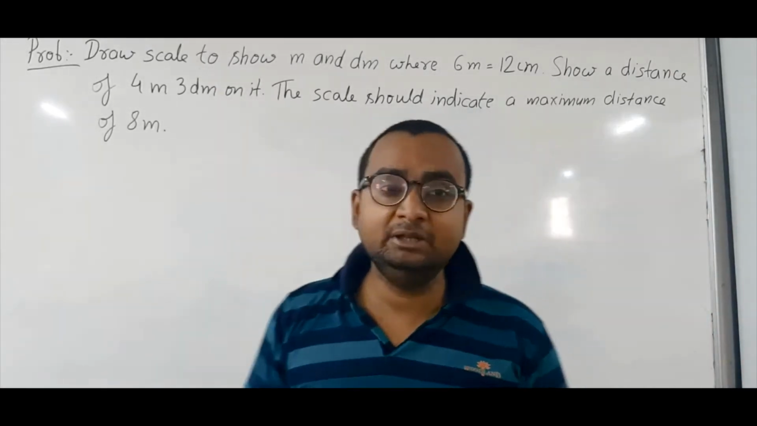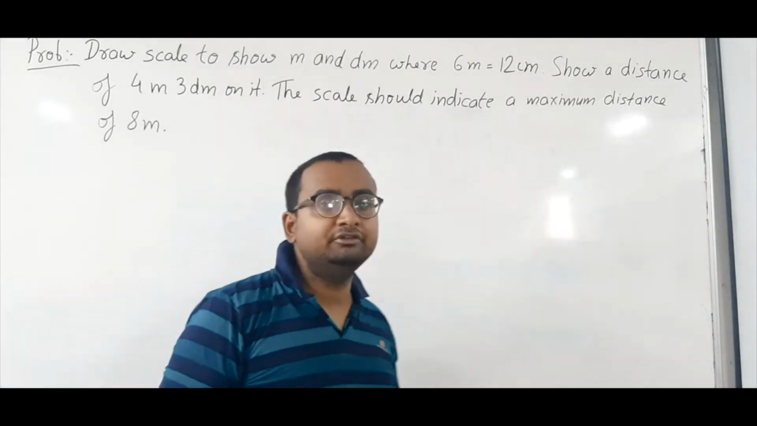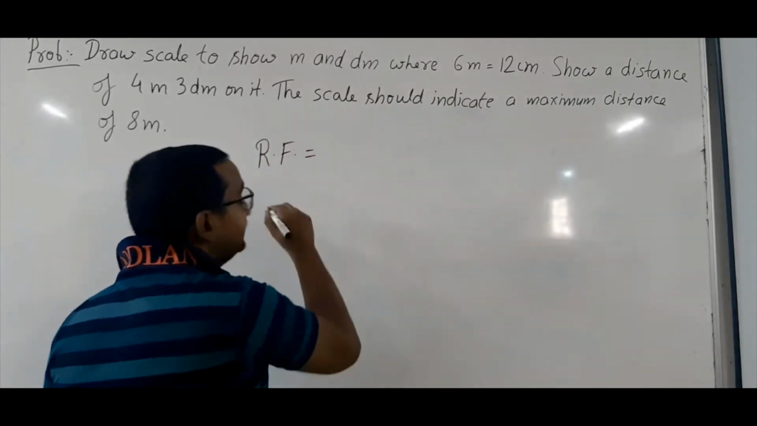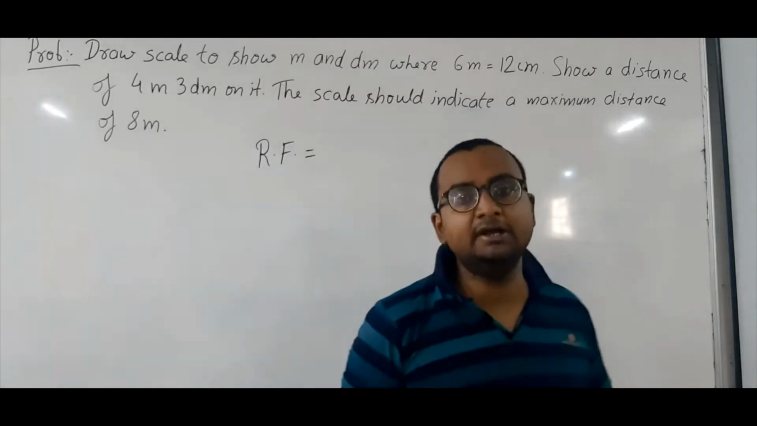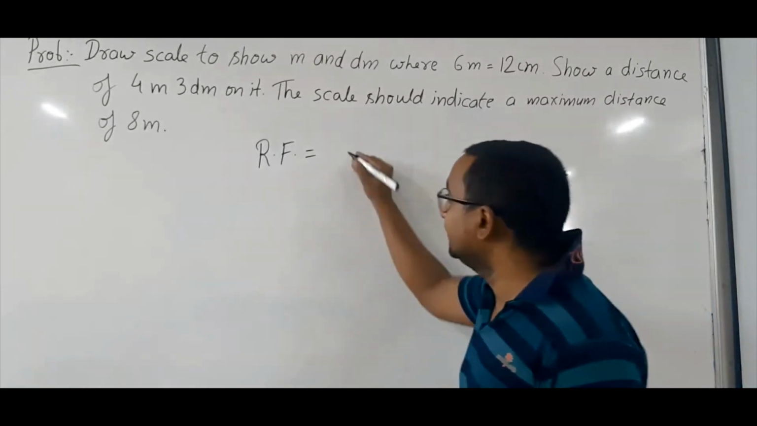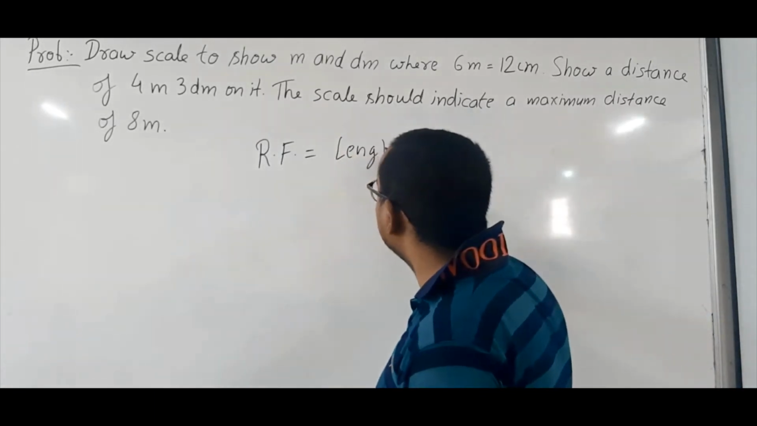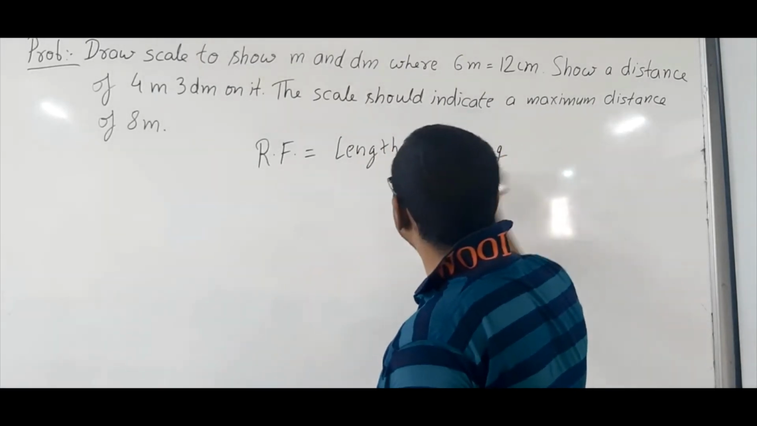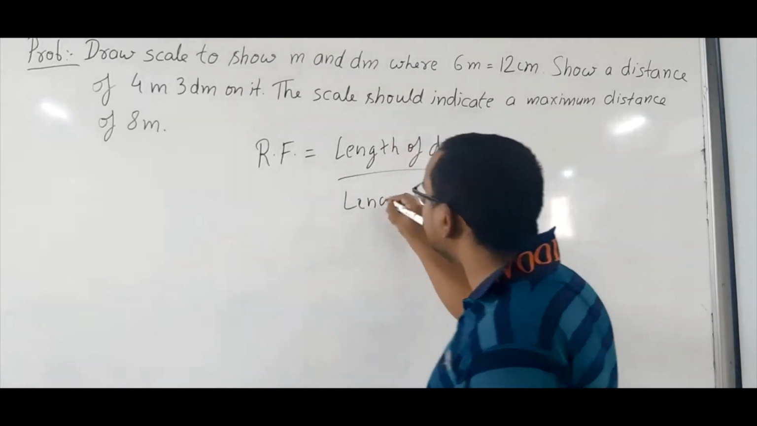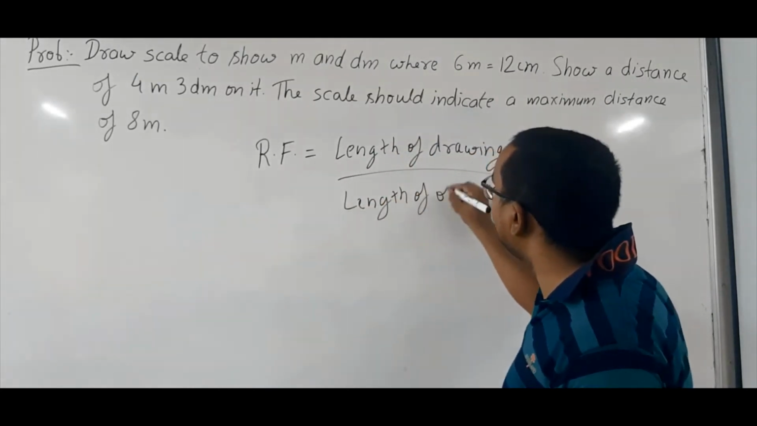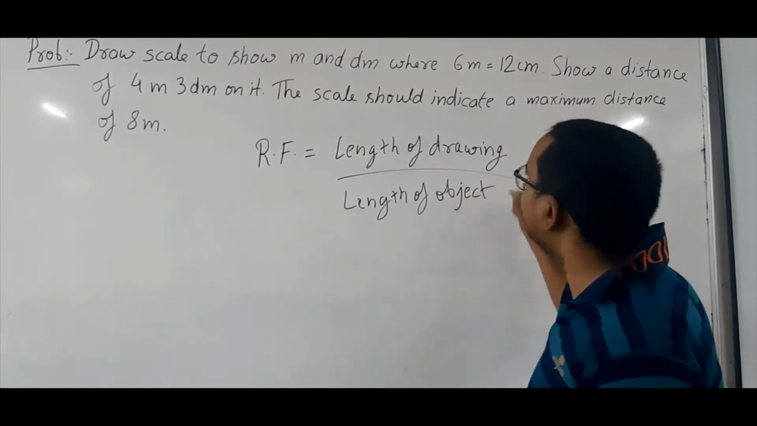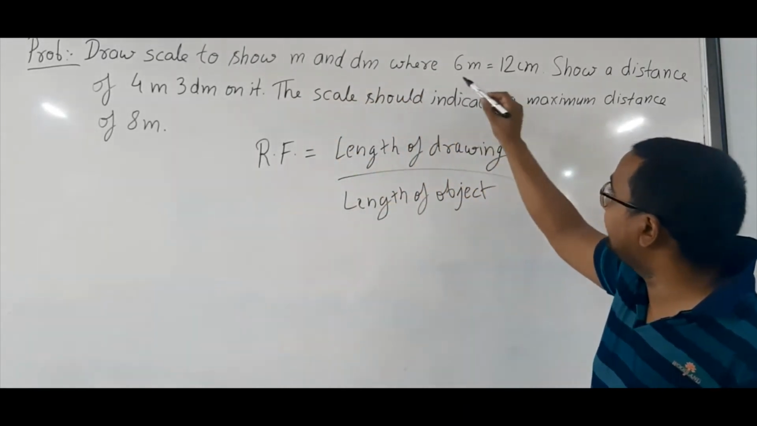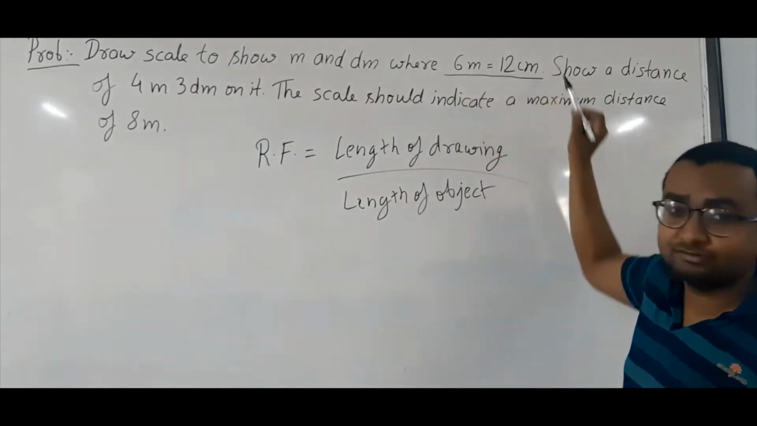To deal with the problem of scale, first of all we need to determine the representative fraction for the scale, that is RF. As I told you earlier, RF is defined as the ratio of length of the drawing to length of the object. In the problem, we can see the length of the drawing and length of the object given: we have to draw a scale in which 6 meter equal to 12 centimeter.